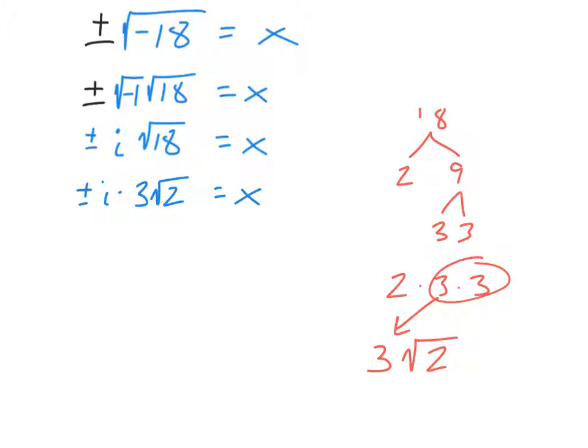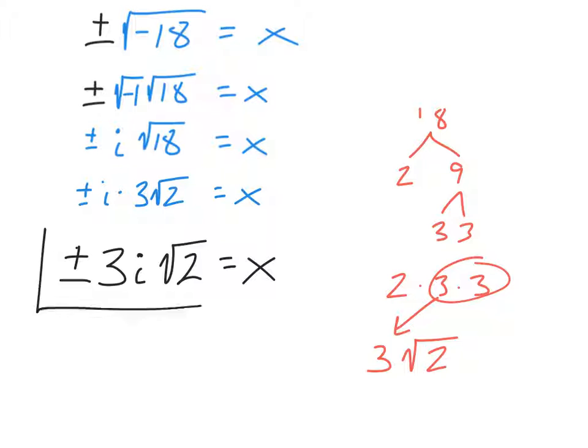But remember, we typically don't write it quite in this order. I do want to rearrange it just a little bit. Your final answer here is going to be plus or minus 3i root 2. And that's what we'd be looking for as our neatest final answer. Yes, we do like to write any numbers, then any letters, including i, and then our square roots. Just makes it a little bit clearer as we go and read it.